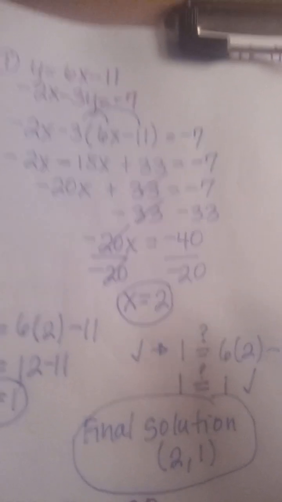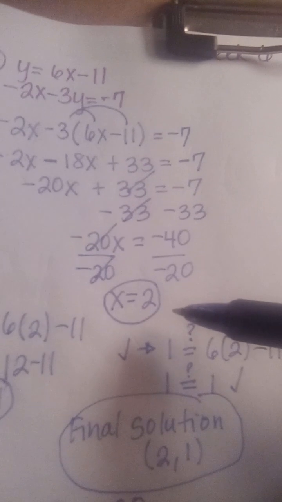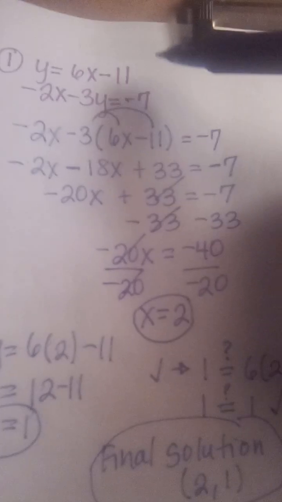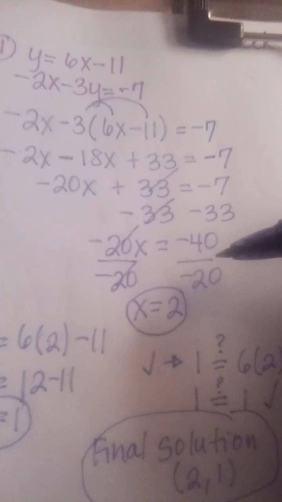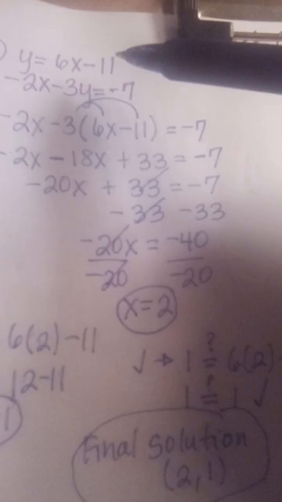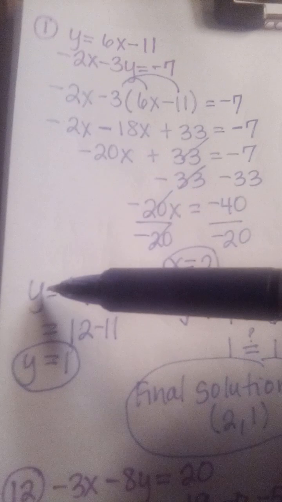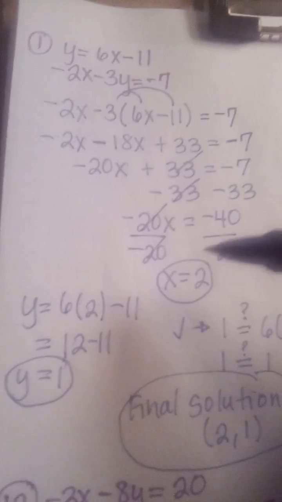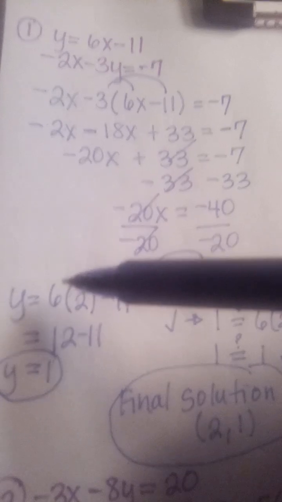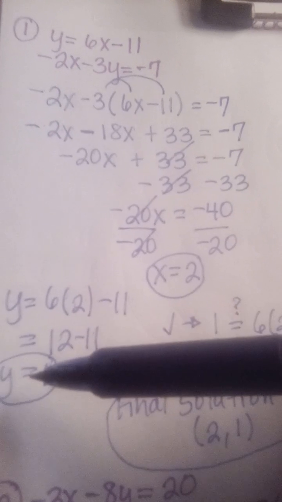All right. Then once we find the variable of x, x equals 2, we can substitute this into any of these two equations. I prefer to use the first one because the y is already ready to be figured out. So I'll go down here. We have y equals 6, positive 2 in place of x, minus 11. Then we have 6 times 2, that gives us 12, minus 11, that gives us 1.